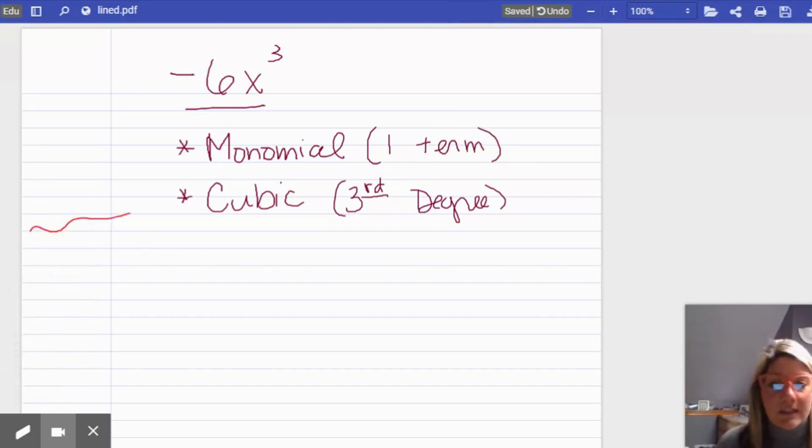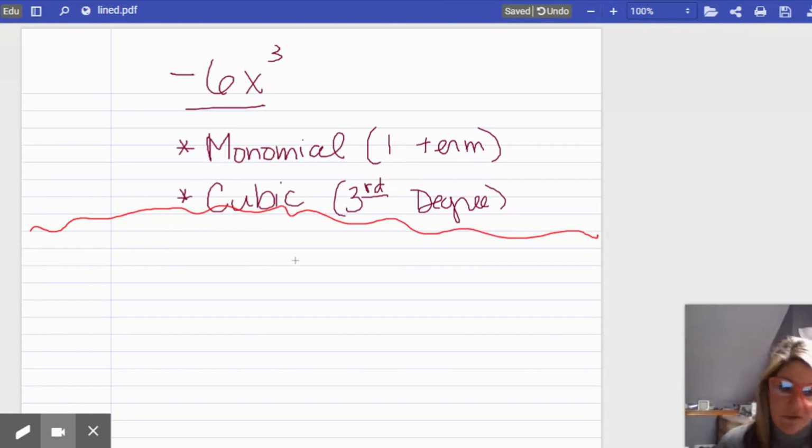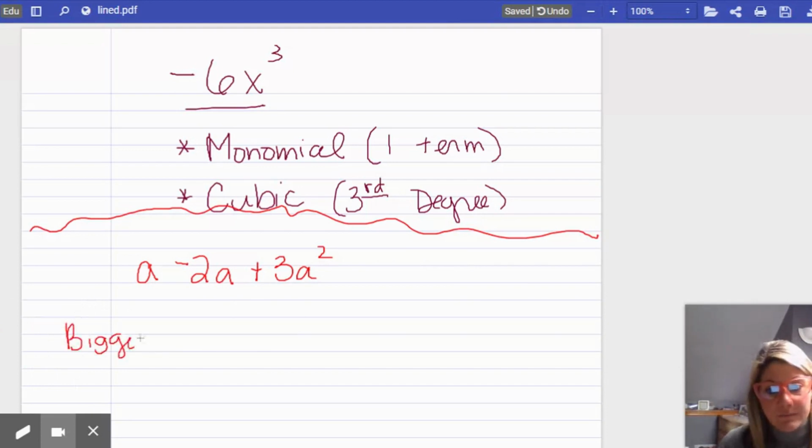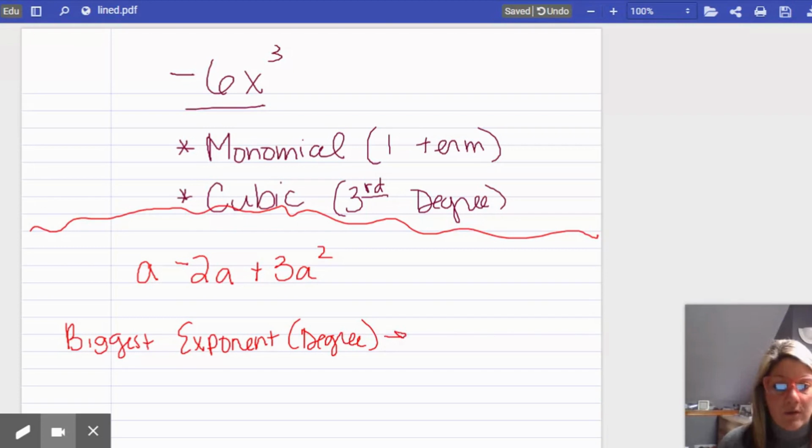Okay, now we're going to make it slightly more difficult, just very slightly. If you have an expression, rather than an equation, because it does not have an equal sign, like a minus 2a plus 3a squared, the first thing you're going to want to do is put it in standard form. When I say standard form, you want to write it in order from the biggest degree, or the biggest exponent, which we call the degree, to the smallest exponent.